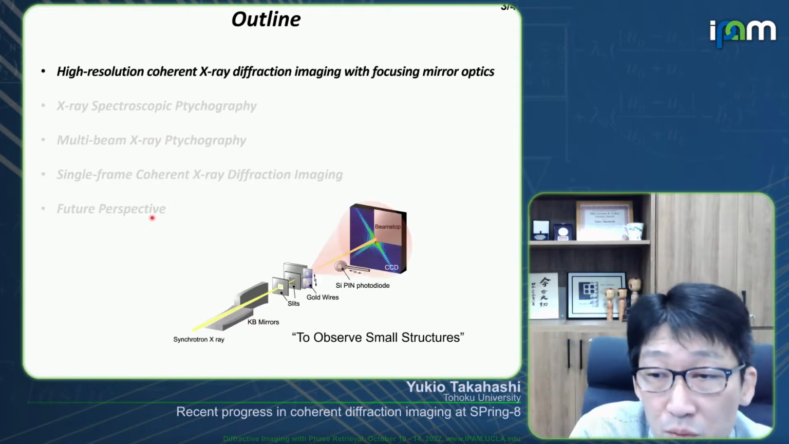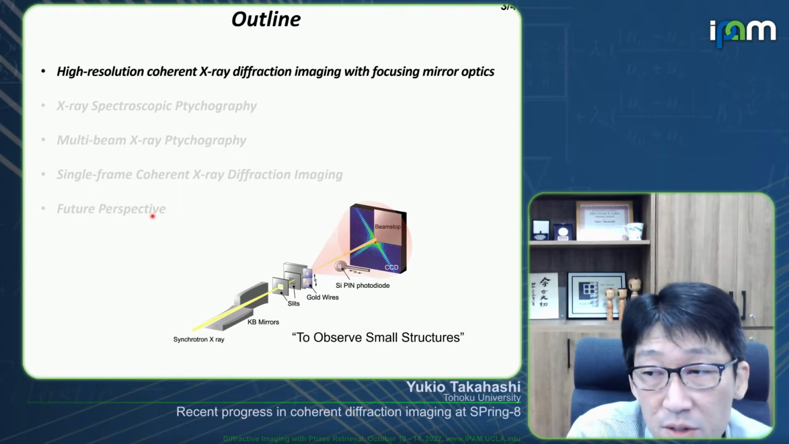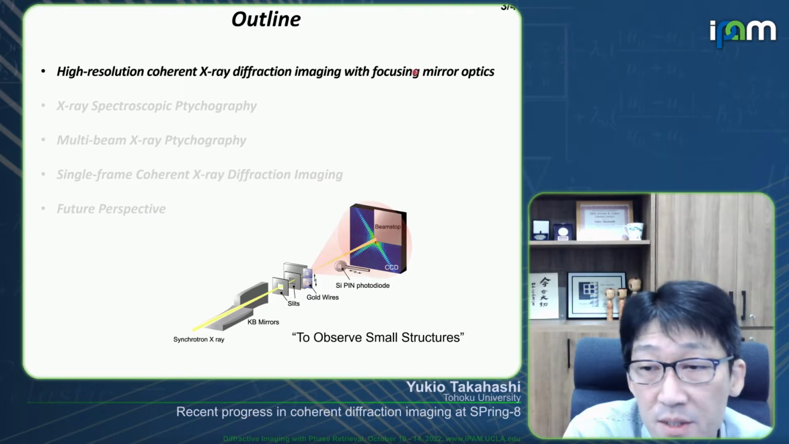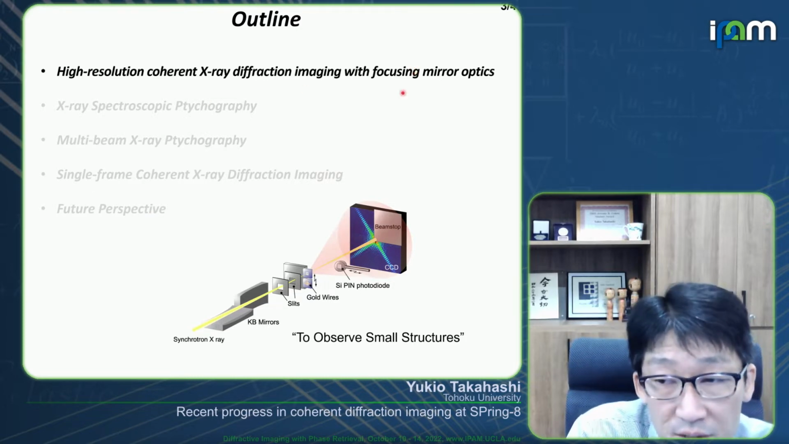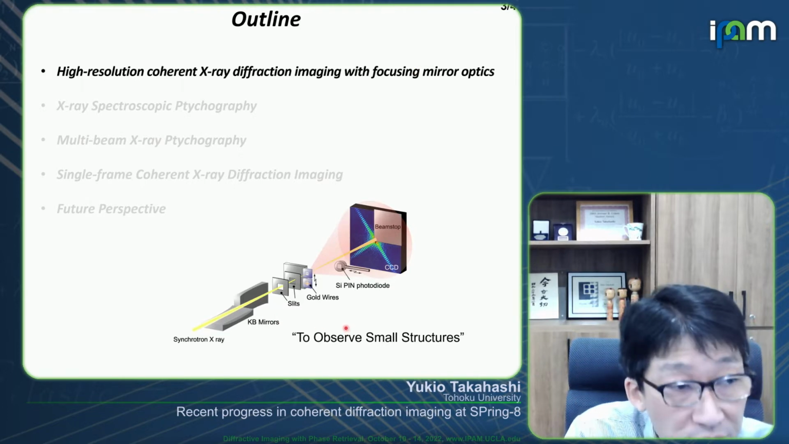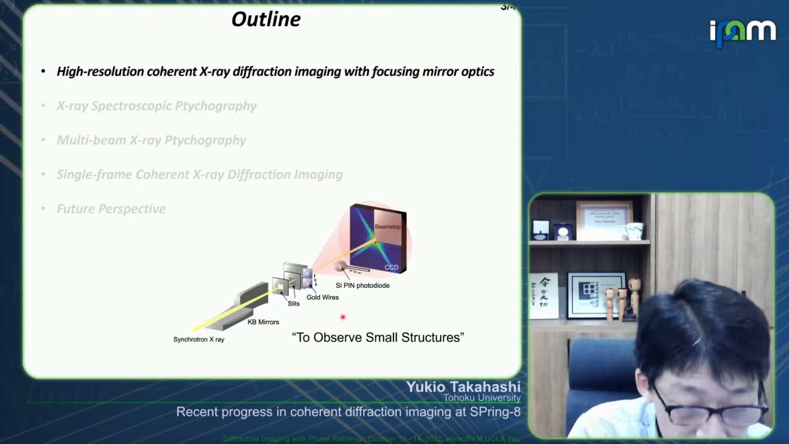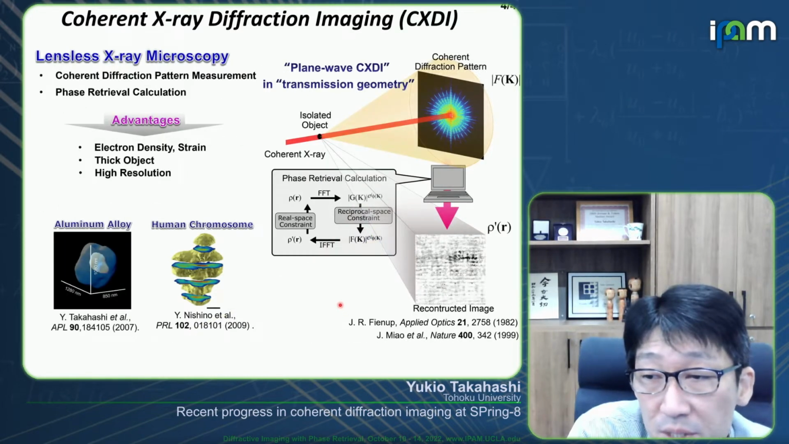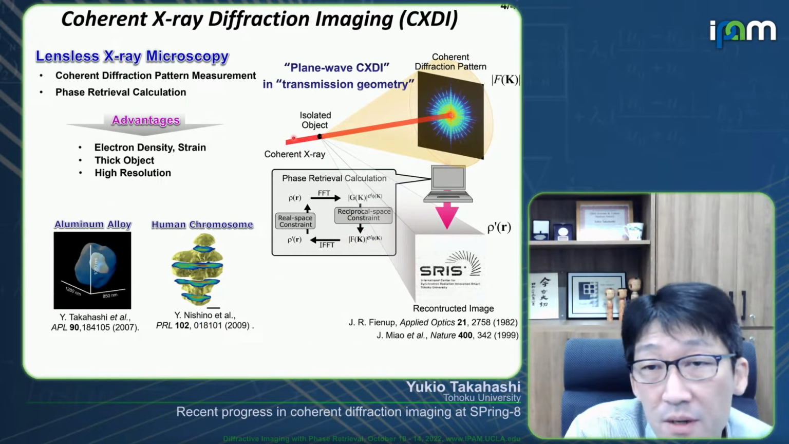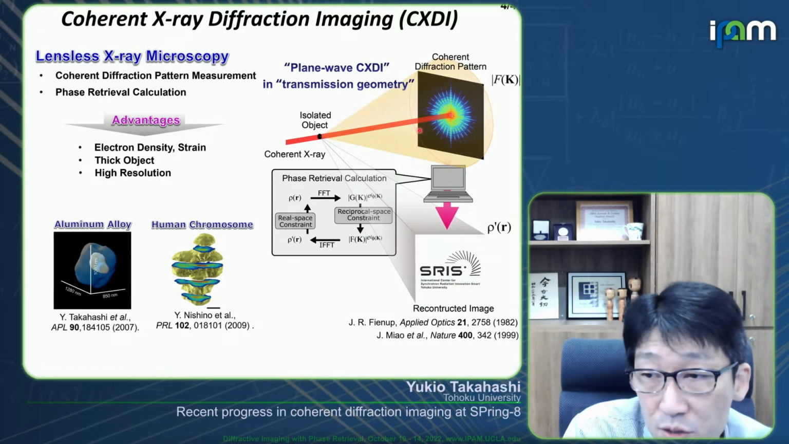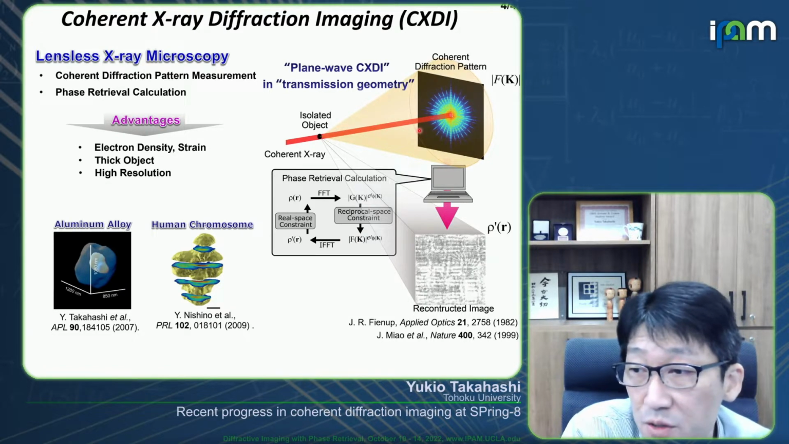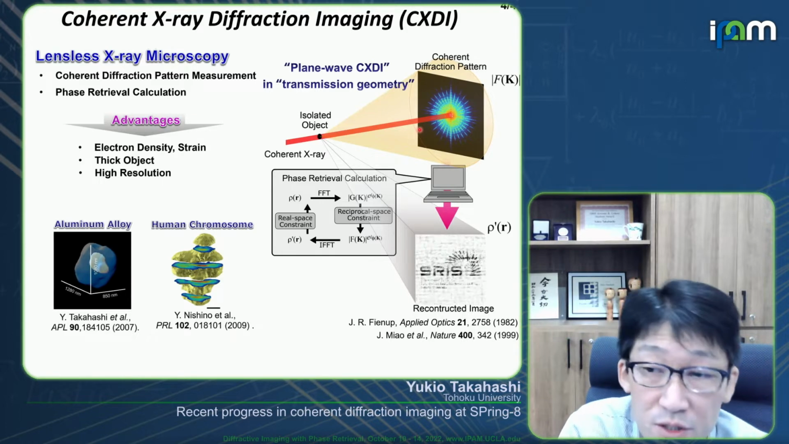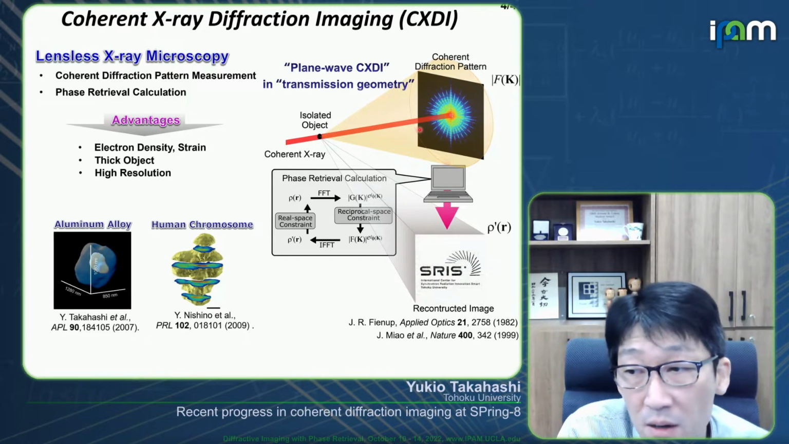Okay, let's start with high-resolution coherent X-ray diffraction imaging with focusing mirror optics. The motivation here is to observe small structures by X-rays. As you know very well, coherent X-ray diffraction imaging is a lensless X-ray microscopy technique which utilizes coherent diffraction pattern measurement and phase retrieval calculation, which is beyond the spatial resolution limitation of X-ray microscopy.